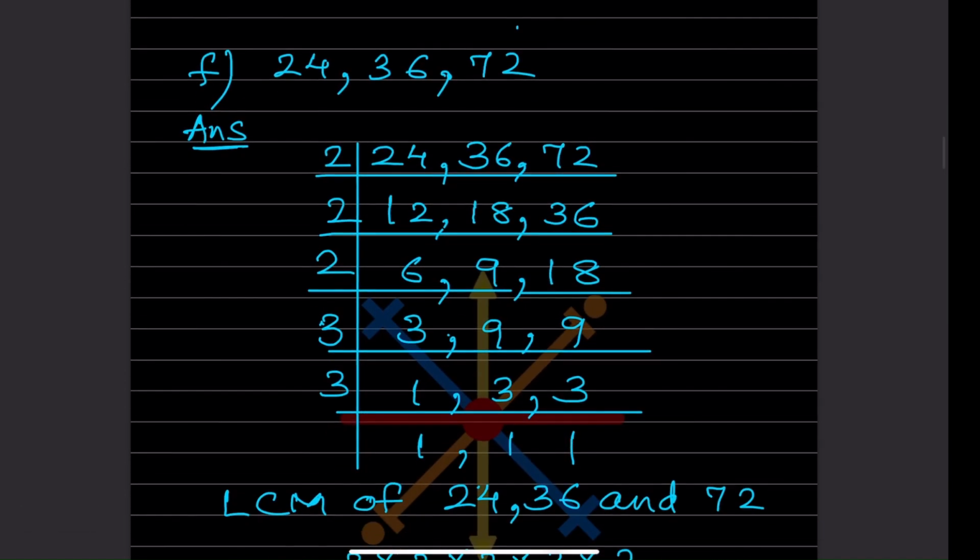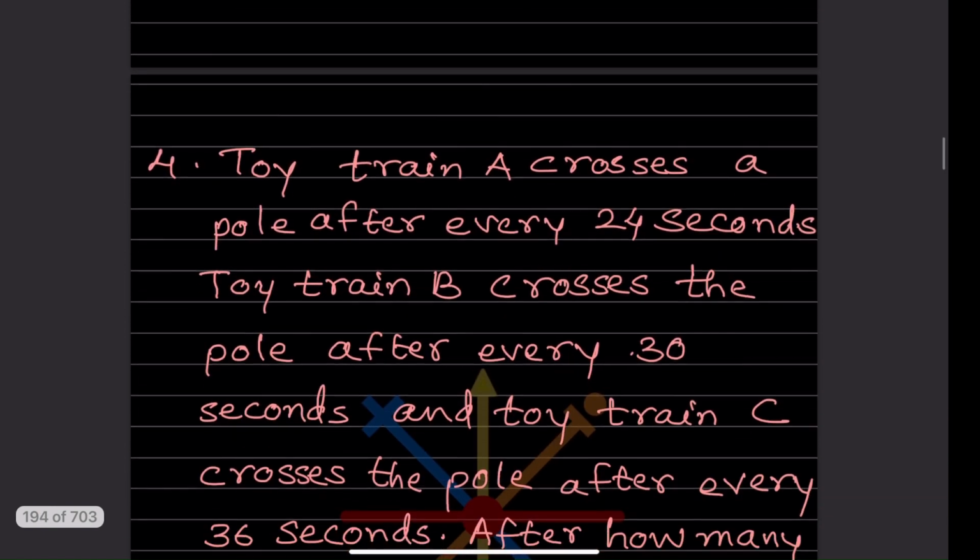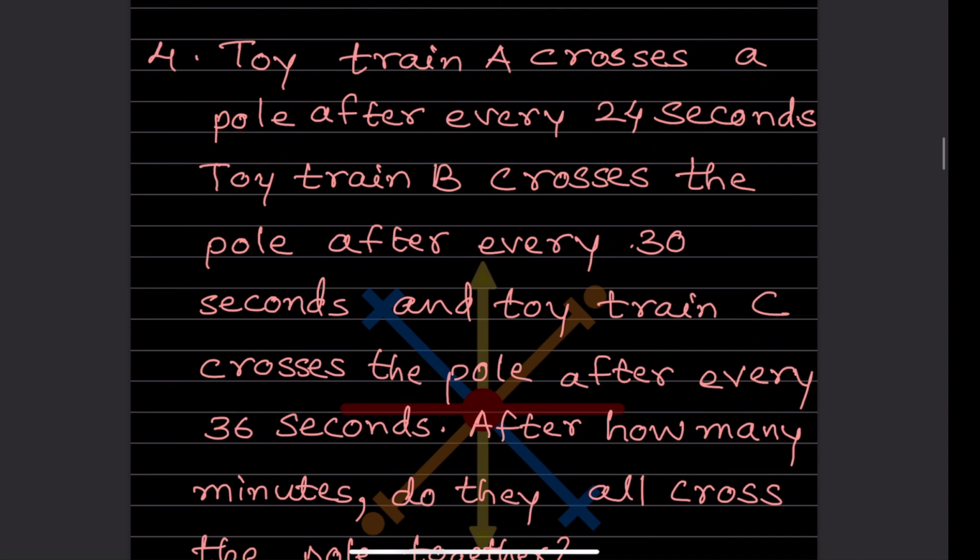Again now look at these three numbers. 2 12s are, 2 18s are, 2 36s are, 2 6s are, 2 9s are, 2 18s are, 2 3s are, 2 9s are, and this 9 is not possible by 2, so write 9 as it is. 3 ones are, 3 threes are, and 3 threes are. So now again this 1 as it is, 3 ones are, 3 ones are. So you got here 1 1 1. You have to stop at this stage, and these are the factors, and you have to multiply them, and the LCM is 72.